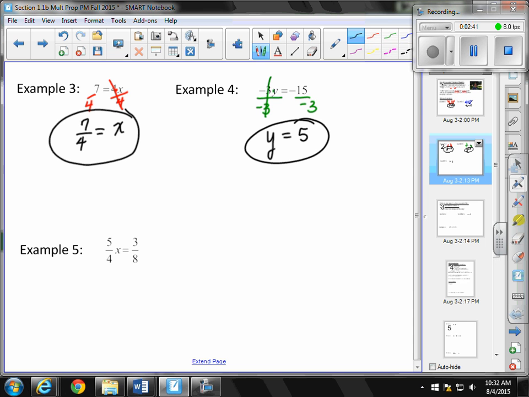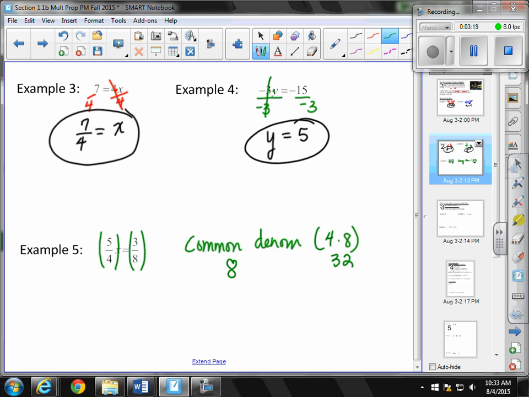Number 5 is just a little bit different. We have two fractions here. You want to multiply by a common denominator. The common denominator in this case is 8. Okay, 8 is the lowest common denominator. Another common denominator, if you get stuck on this problem, you can always multiply your different denominators together. 4 times 8, 32 would be a common denominator, and that would work just as well as 8. I'm going to multiply both sides of my equation by 8.